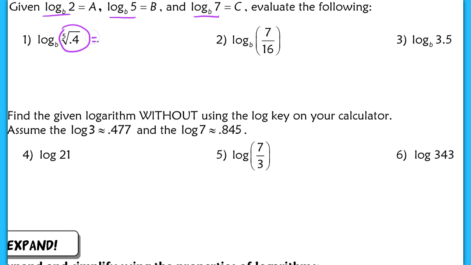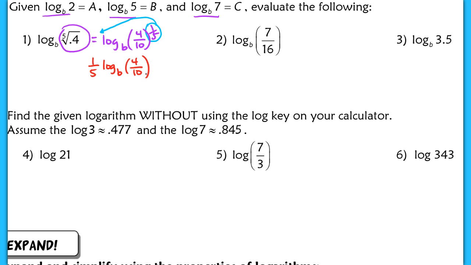Now I look at the fifth root of 0.4 and I can rewrite that as the log base b of 4/10, right? 0.4 is 4/10 raised to the 1/5 power. Now that I've created something with a power in it, I can use that third rule that we talked about, where we take that power and we write it out in front. So now I have 1/5 times log base b of 4/10.